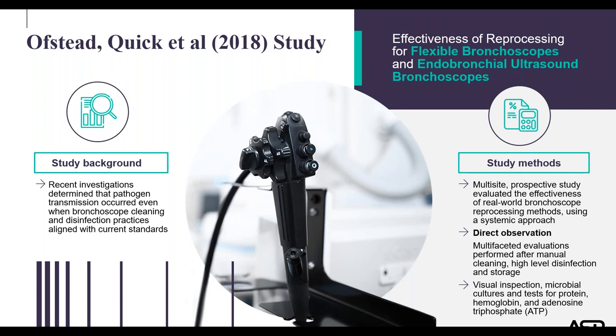So even when a policy was clearly outlined and thought to be followed, transmission still took place. Just to give you a bit of background on how this prospective study was conducted, it was a multi-site study. It involved the examination of 24 clinically used bronchoscopes. It used a systematic approach with direct observation, and it also used visual inspection. And that visual inspection was done with lighted magnification and borescopes, as well as ATP testing to detect contamination. So what were the results of this study?